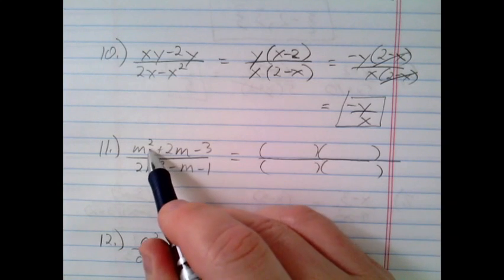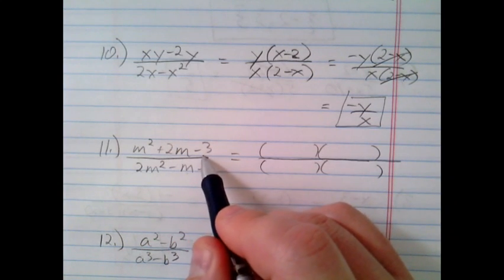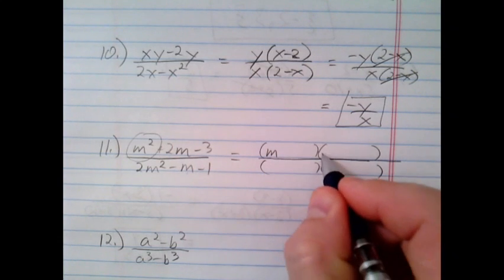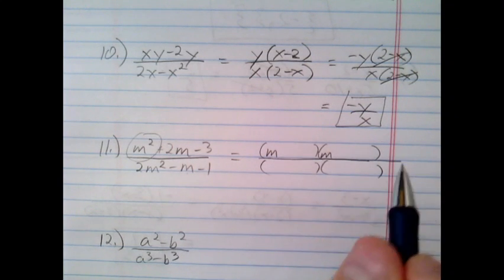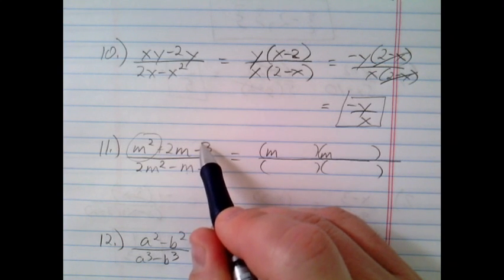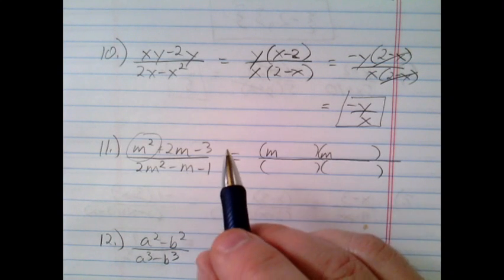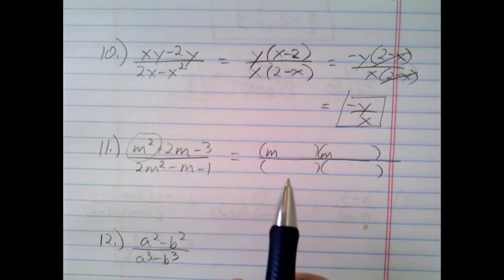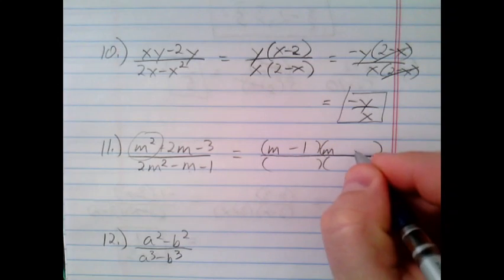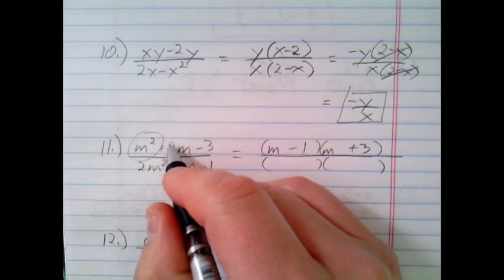So let me see. M squared plus 2m minus 3. The first term is m squared, so that tells me that the binomials for my numerator should both start with an m. And then I need two numbers that multiply to negative 3, but add to positive 2. Not a lot of choices for multiplication to negative 3. We're either talking about negative 1 and positive 3, or positive 1 and negative 3. I'm going to go with negative 1 and positive 3 because those add to positive 2.